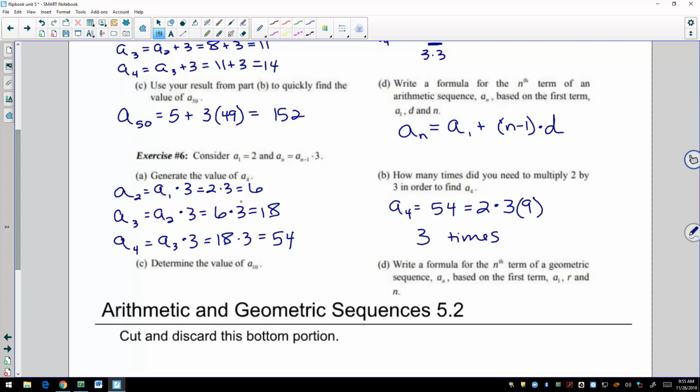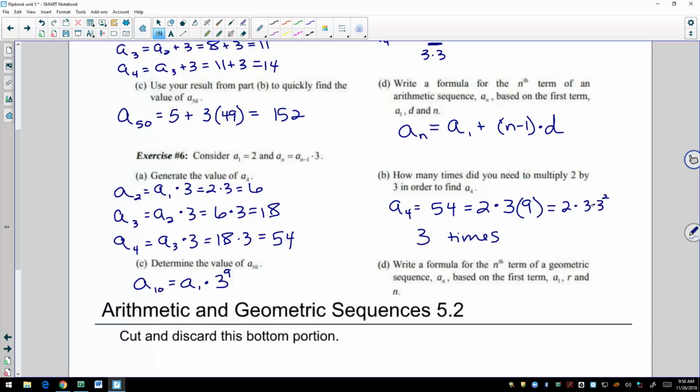So determine the value of a sub 10. So to find a sub 10, you would do a sub 1, which is the first one, times, our multiplier was 3, and we're going to raise it to one less than 10, so that would be the 9th power. Going back over here, 9 really quickly is 3 squared. So 3 times 3 squared is 3 to the 3rd. So let me rewrite that so you can see where that came from. So this would be 2 times 3 squared, right? 9 is known as 3 squared.